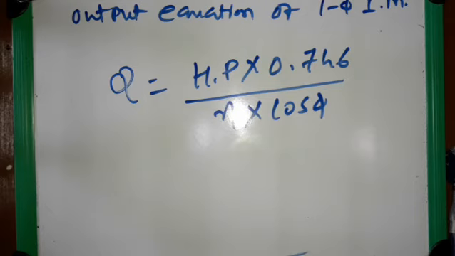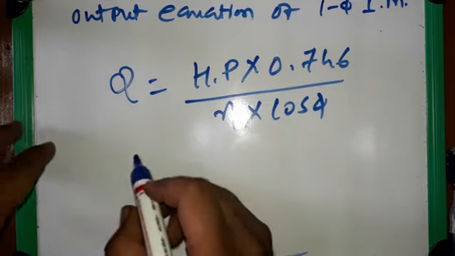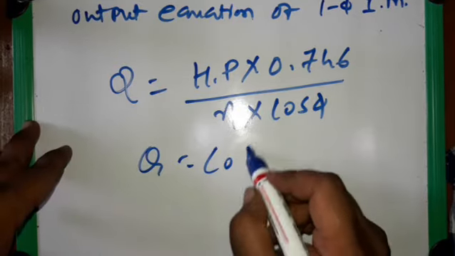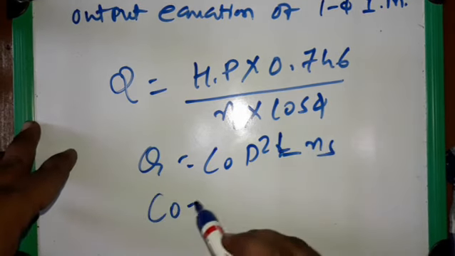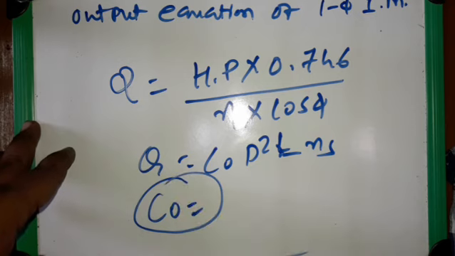So in this lecture we studied the single phase induction motor and the different types of single phase induction motor, and then we studied how the single phase induction motor differs from the three phase induction motor. Then we derived the equation for the output of the single phase induction motor, which is Q equal to C0 D square L Ns, and we also found the value of the output coefficient.